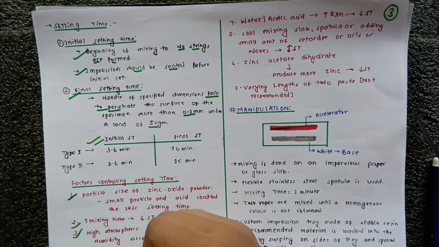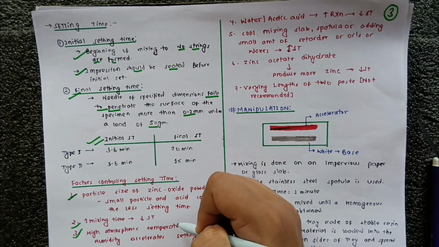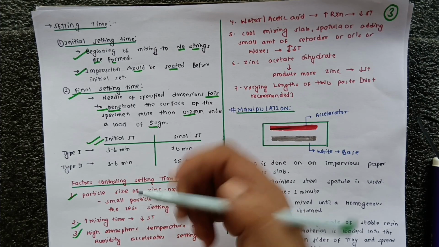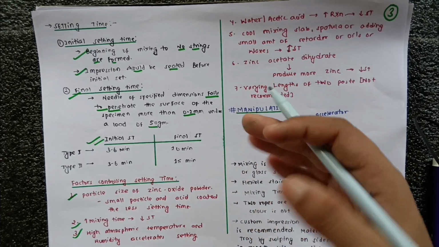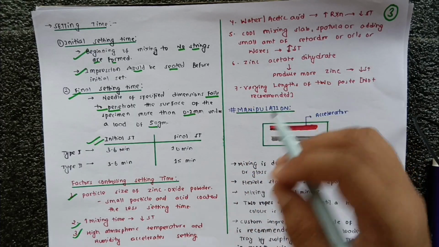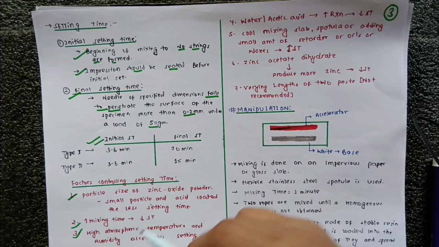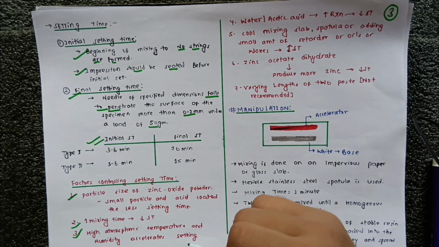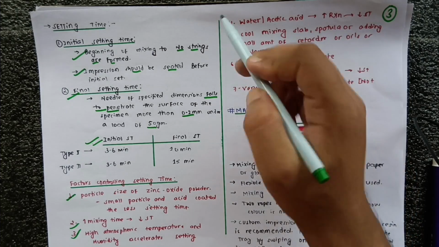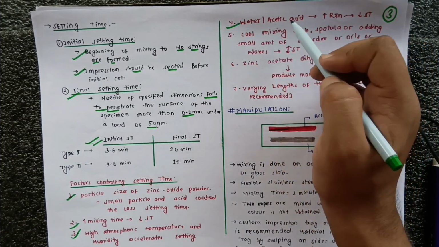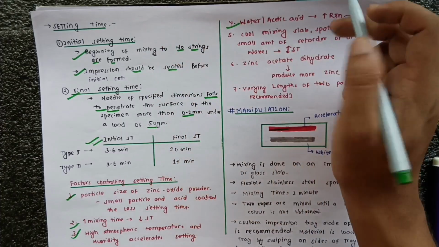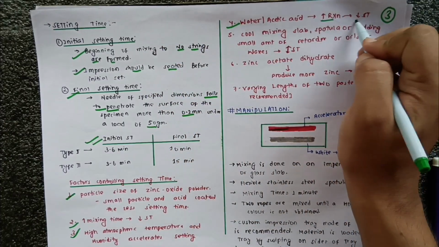Due to the high atmospheric temperature and the humidity, when you take the impression in our mouth, it sets faster, because there is a presence of humidity in our mouth. So the high atmospheric temperature and the humidity accelerate the setting. In another point, water plus acetic acid increases the reaction rate and decreases the setting time.